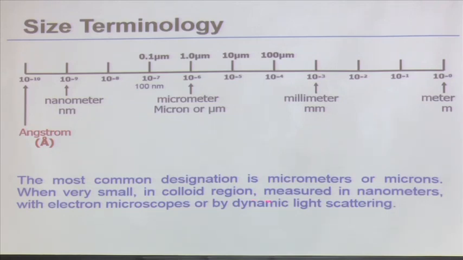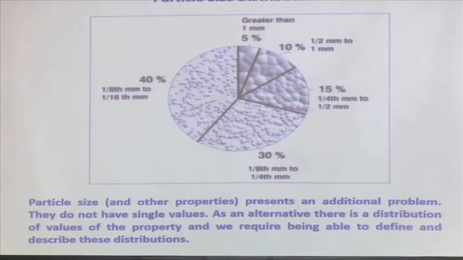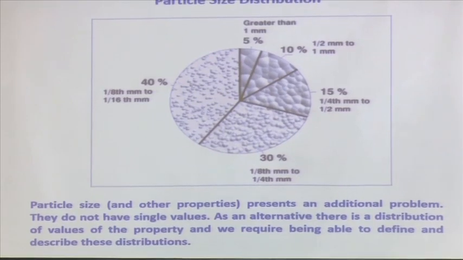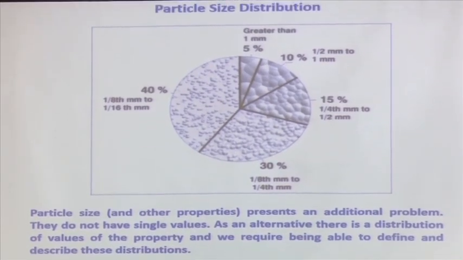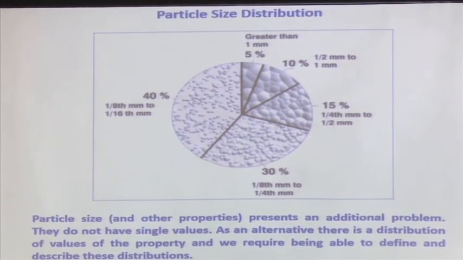So the most common designation is micrometers or microns. When very small, in the colloid region, it is measured in nanometers, with an electron microscope or by dynamic light scattering. Now, I am coming to the main thing: measuring one particle size does not give me any idea about the bulk material properties. There are many techniques to measure it, I will come back to that, but we are worried about the average behavior or general behavior of my bulk solids.